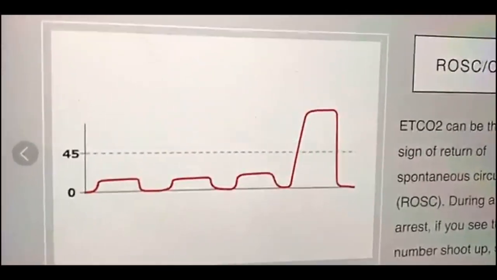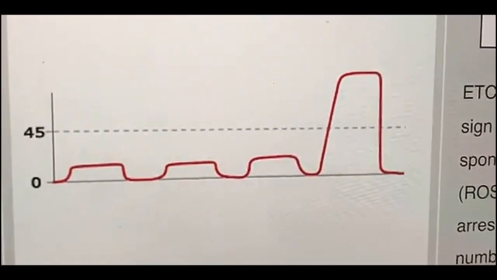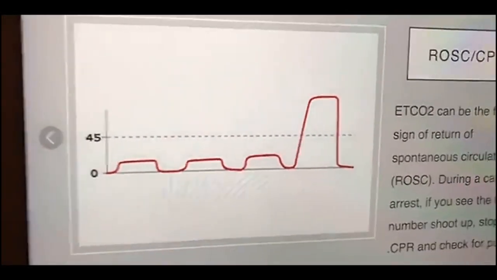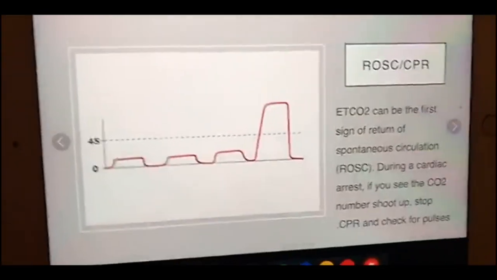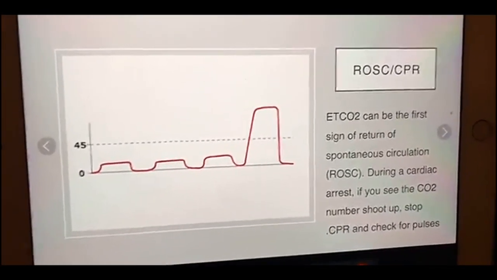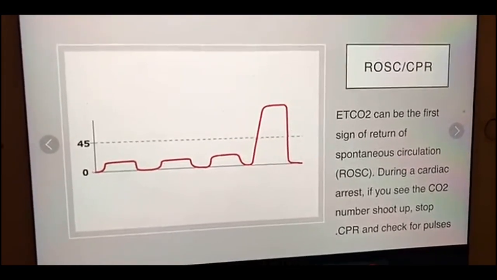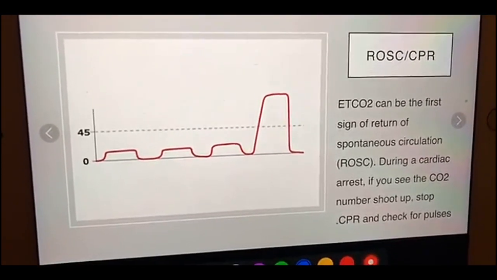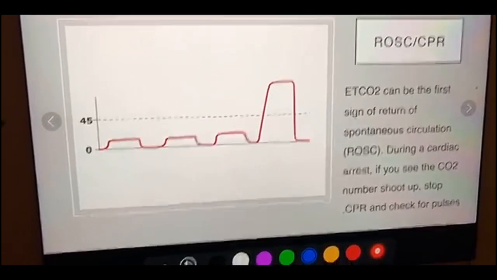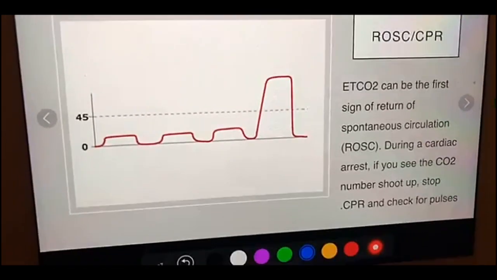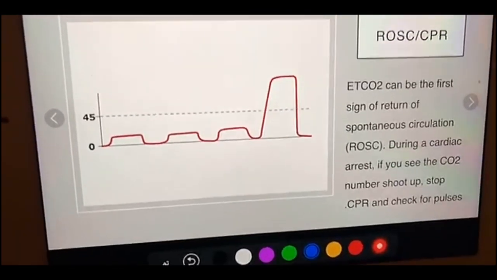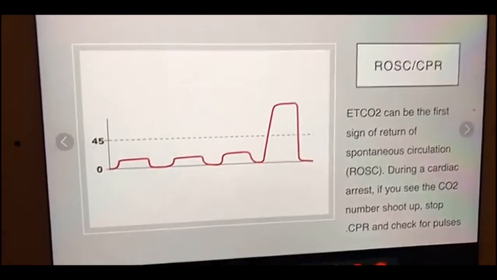And this waveform is during chest compression and return of spontaneous circulation during CPR. So the end-tidal CO2 can be the first sign of return of spontaneous circulation, and during cardiac arrest, if we see the CO2 number shoots up, as I said previously, as a high peak, we should stop chest compression and check for the pulse.